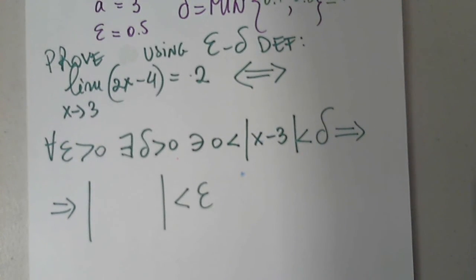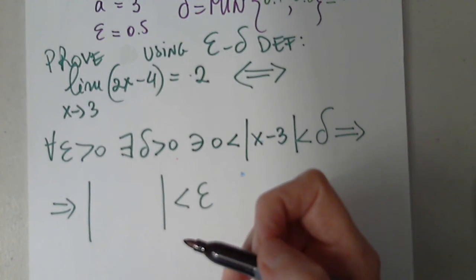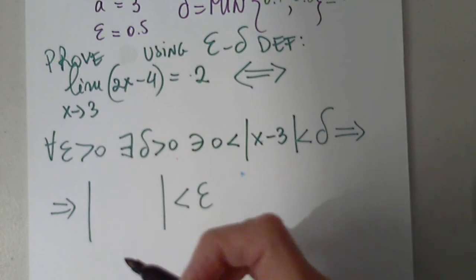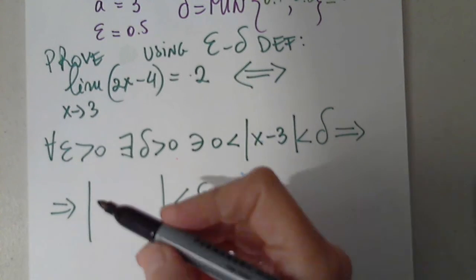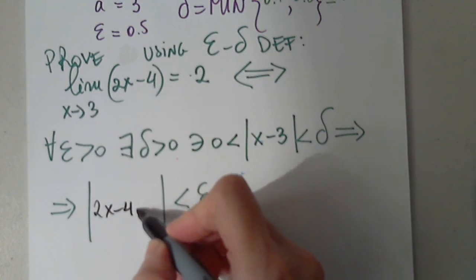Look at the definition and tell me what to write. Give it a shot. It's okay if you're wrong. Right, but I have to put in the f of x. It's no more a generic f of x. We have f of x, 2x minus 4. Very good.